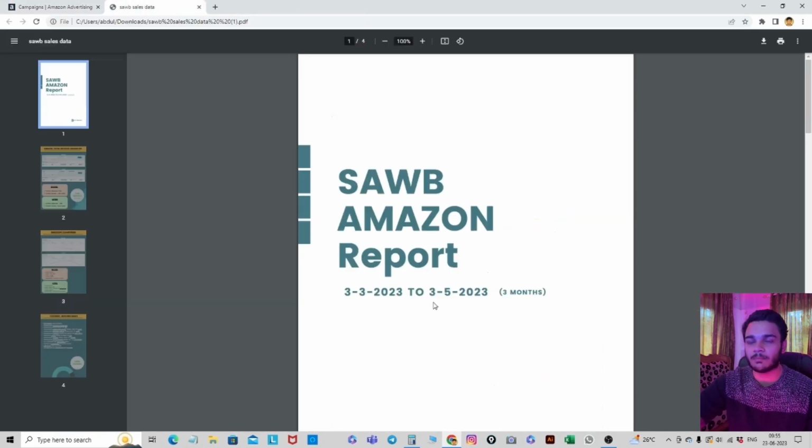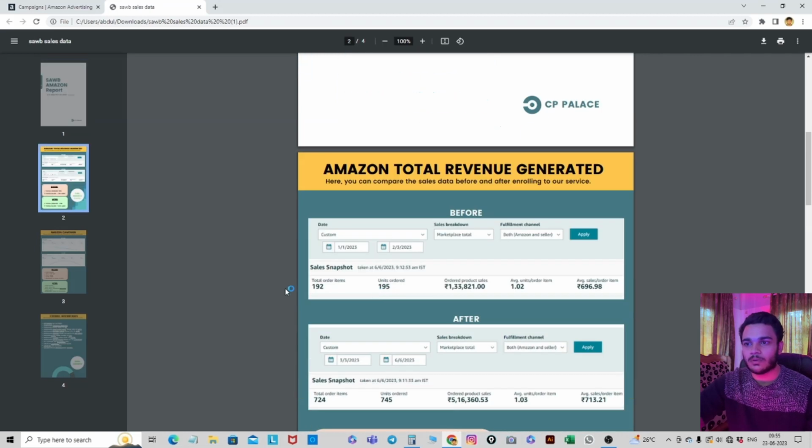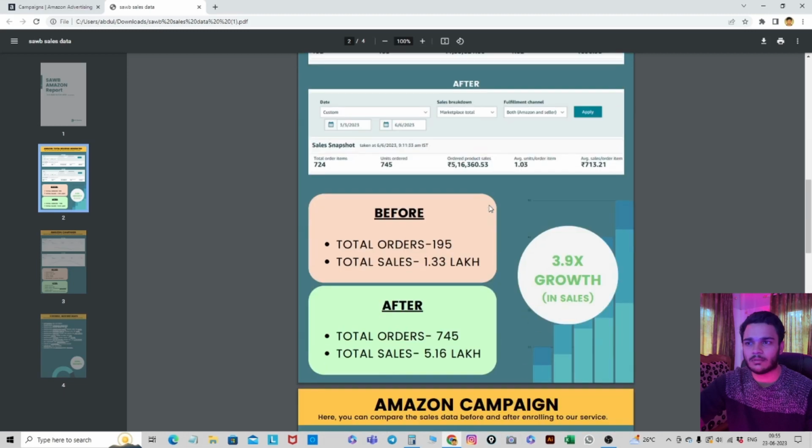So this is the report. The report is from March. First we can go through the Amazon total revenue. Before they joined with me, their sales were around 1.3 lakh. They were getting only 195 orders, and the sales were 1.3 lakh. That was a decent amount.